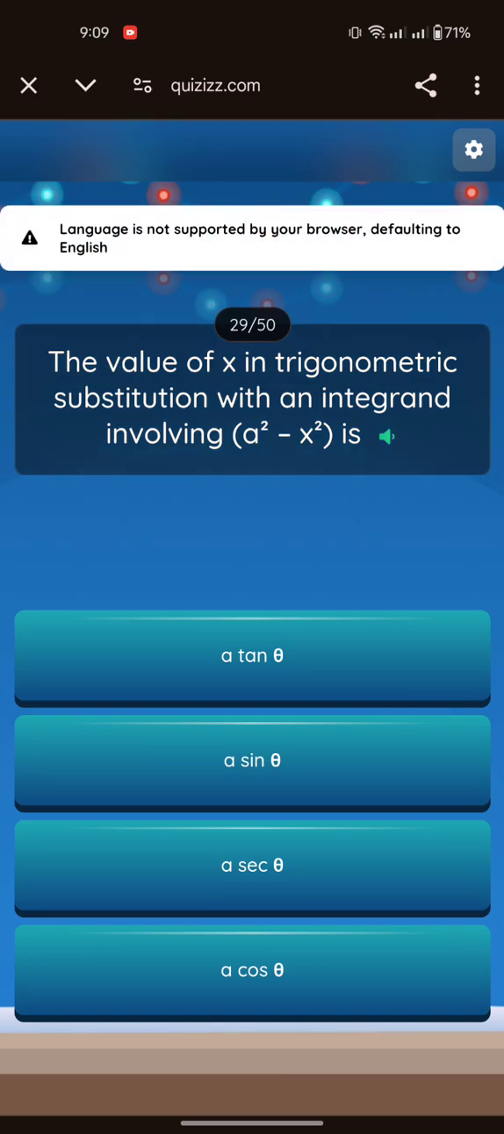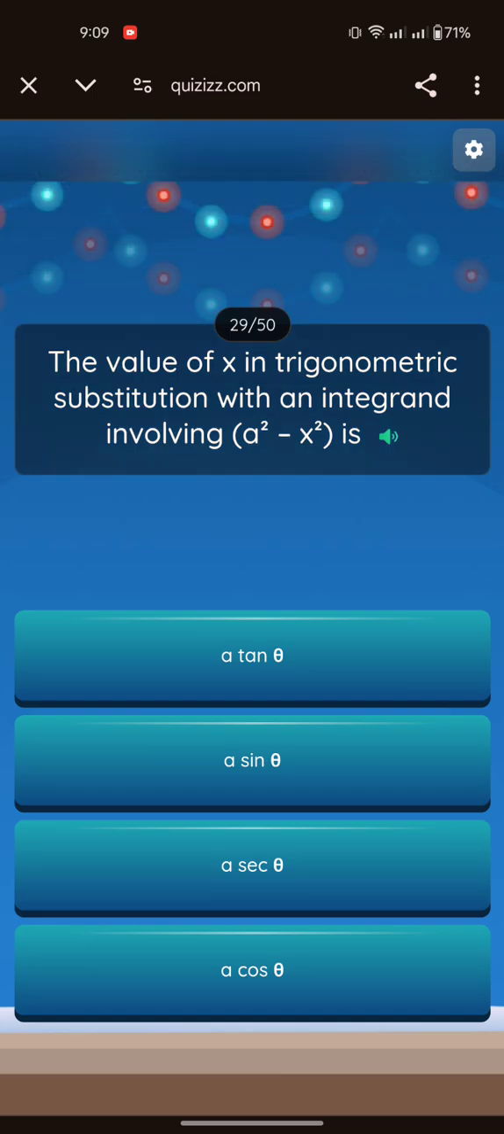Question. The value of x in trigonometric substitution with an integrand involving a squared minus x squared is. Option 1, a tan theta. Option 2, a sin theta. Option 3, a sec theta. Option 4, a cos theta.